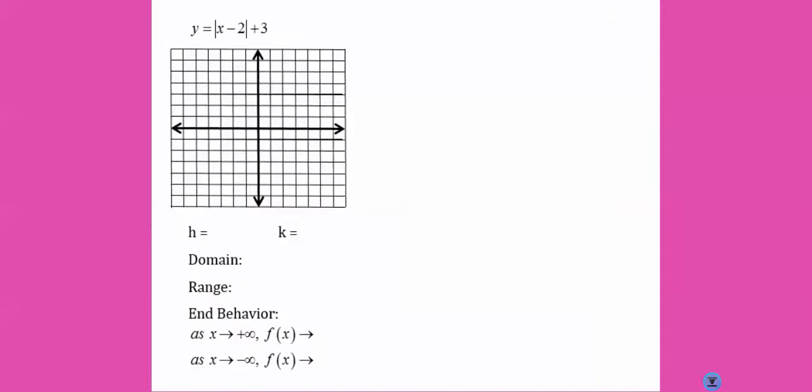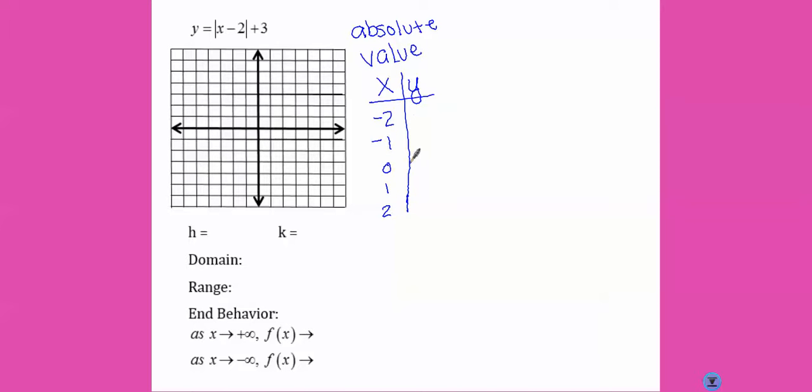So let's look at another example. First, what type of function is this? Which one has the lines like this? That was our absolute value function. So we're going to copy down our absolute value chart from our note card. All right, based on this equation, h would be 2 and k would be 3.